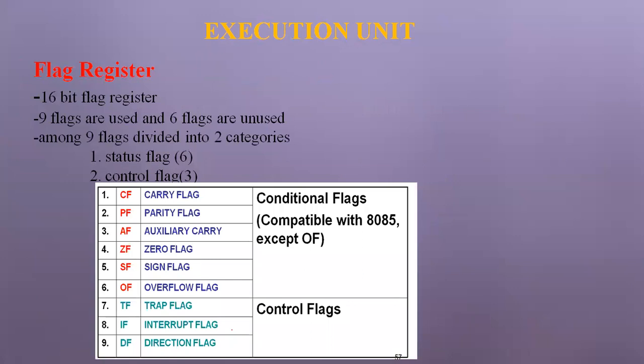The second one is the flag register. It is a 16-bit flag register. The total size of the flag memory is 16-bit, but only 9 we have to use. The remaining are unreserved, reserved for future purpose. So among them, a total of 9 flags are used, and they can be divided into two types, status flags and control flags: 6 status flags and 3 control flags.